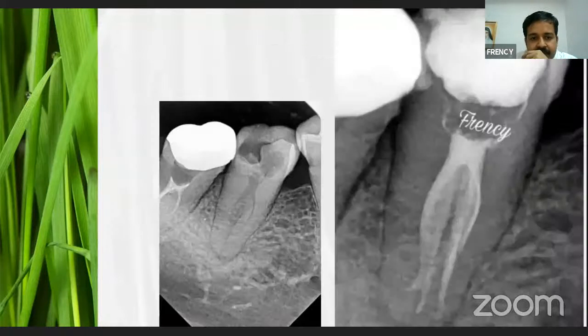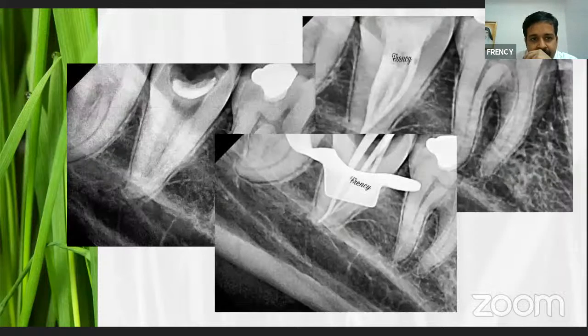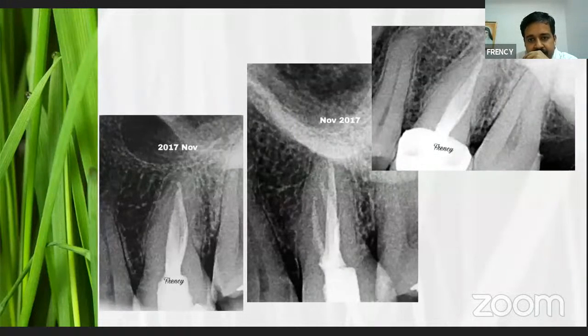So if you are finding some abnormalities like this in the preoperative X-ray, or when you are placing the master cone, you may get the feeling that your master cone is going into the furcation area. Sometimes it may be a C-shaped canal, or this is also a C-shaped canal. Here also you can see a C-shaped canal. This is a maxillary first molar with a C-shaped canal. It's a very rare anatomy.